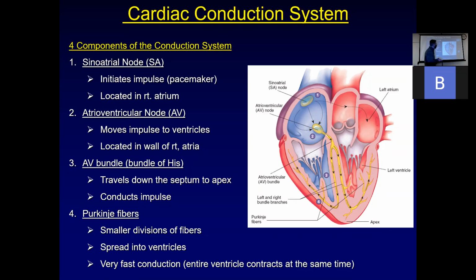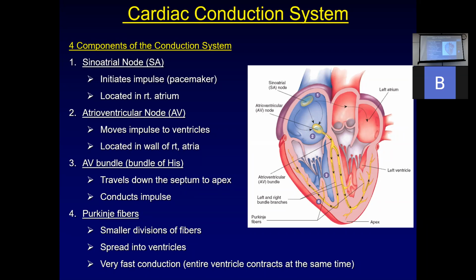So we left off talking about the cardiac conduction system. We left off talking about how the heart gets a signal to contract so that it can beat and circulate blood in the proper way. I do want you to know the location of the four components of the cardiovascular conduction system, and how the signal moves from one to the next.